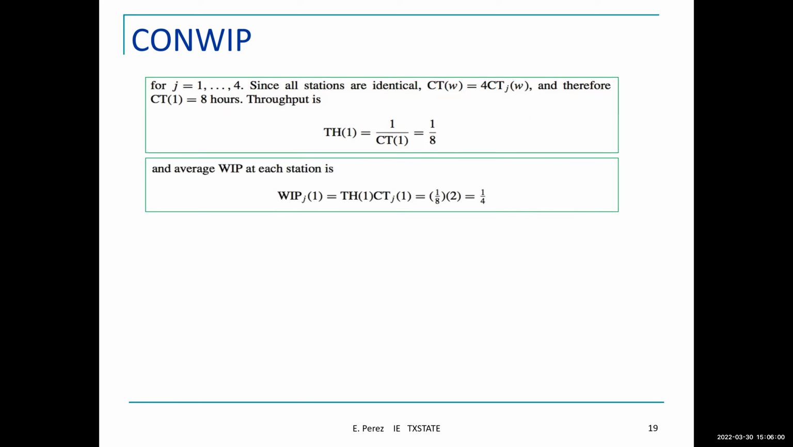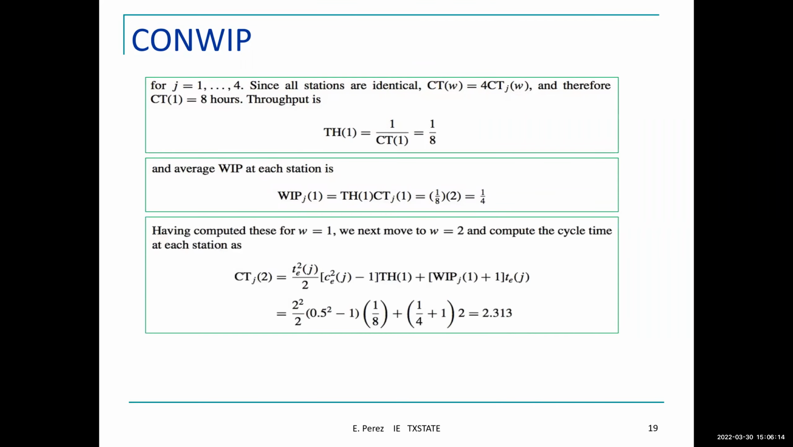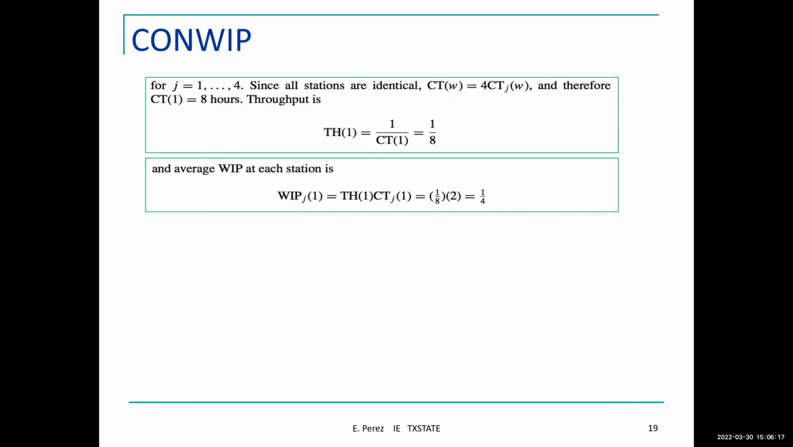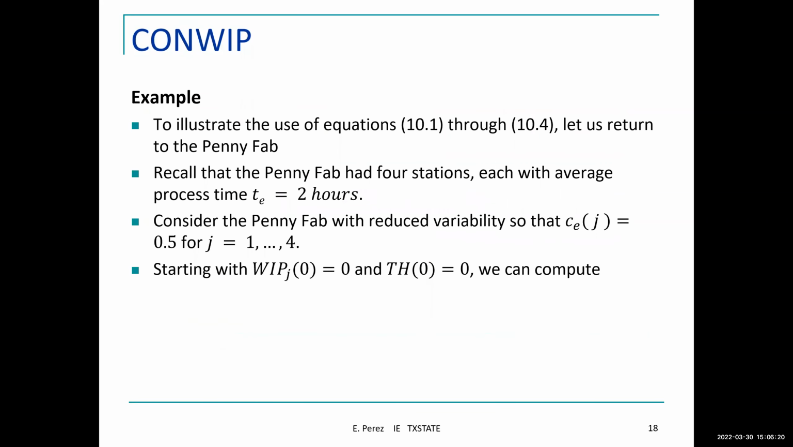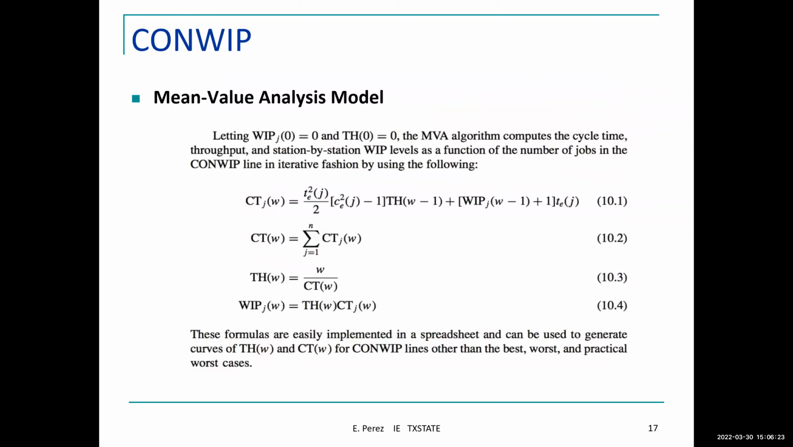And the average WIP at this station is going to be WIPJ for 1, which is equal to the throughput of 1 times the cycle time J of 1, which is 1/8 times 2, or 1/4. CTJ, J is the machine. So this will be the cycle time of one machine. Yes, machine 1, machine 2, and so on. So there are 4 machines. So the total cycle time will be the summation over all machines.